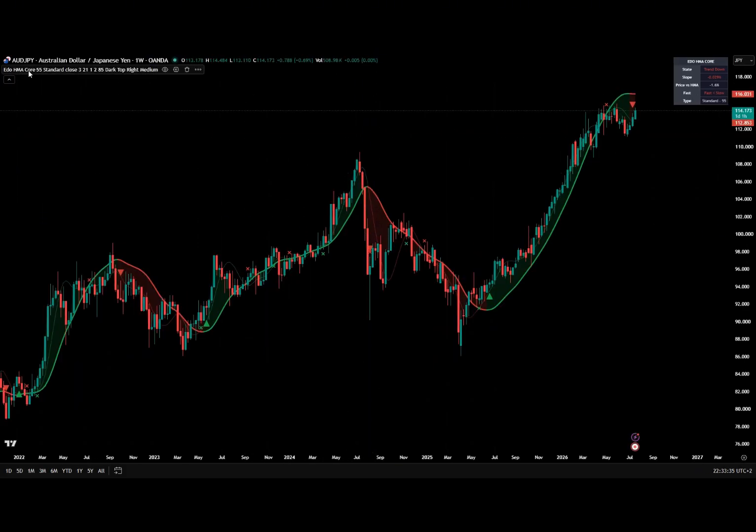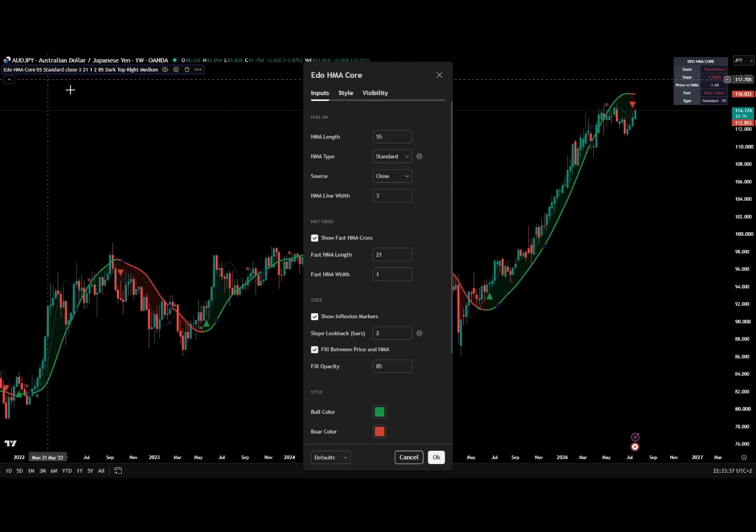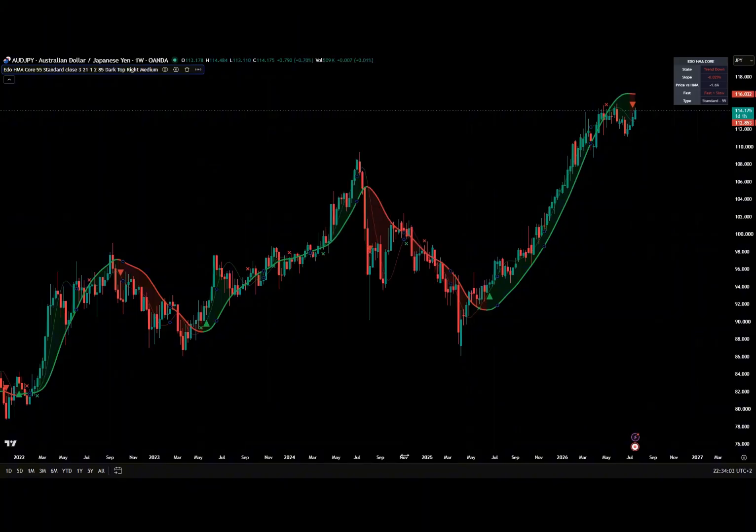Let's open the settings and go through them. The first block is the Hull average itself, the length, 55 by default, the source, and the line width. And the type, because there are 3 ways to build a Hull average. Standard is the classic Hull. Exponential is smoother. Triple gives the sharpest, earliest turns of the 3. On the Australian dollar against the yen you can see the line redraw as the type changes. Cancel puts it back.